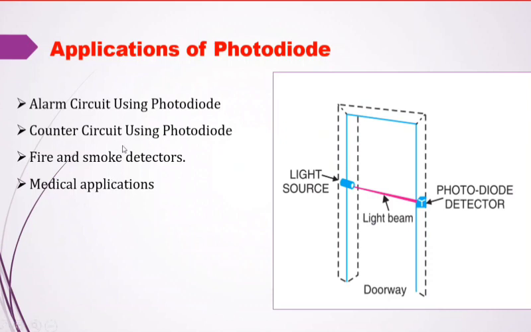Then another application, fire and smoke detectors. If there is no light glowing, dark current is circulating. If fire is glowing, the light is irradiated on the photodiode, and automatically that circuit connected to the fire alarm makes the alarm sound. Then the smoke detector also. During a fire accident, smoke builds up and the light is blocked by the dark smoke, so that is also sensed by the photodiodes.